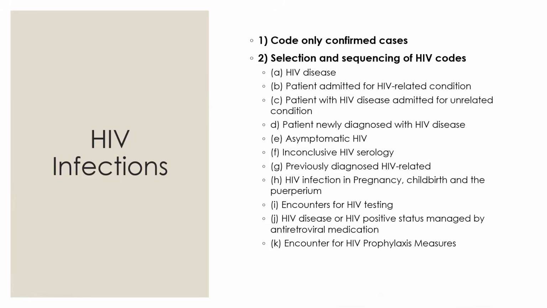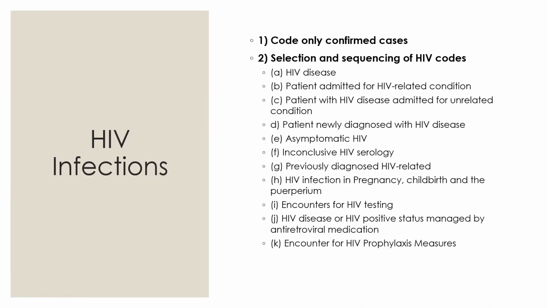A patient that is admitted for a condition unrelated to the HIV, for example, a traumatic injury, should be coded as the principal diagnosis with B20 reported as a secondary code. When patients are newly diagnosed with HIV, the sequencing is irrelevant.